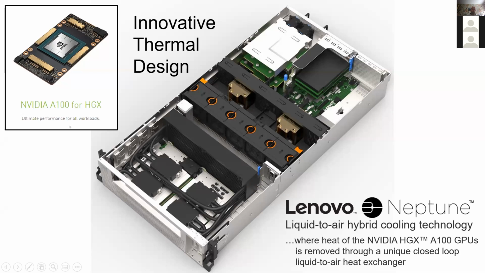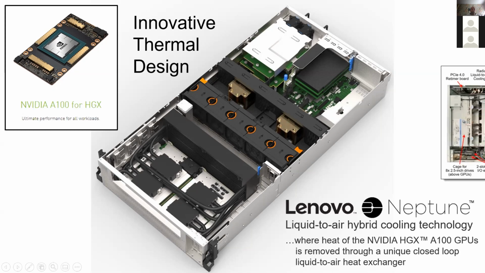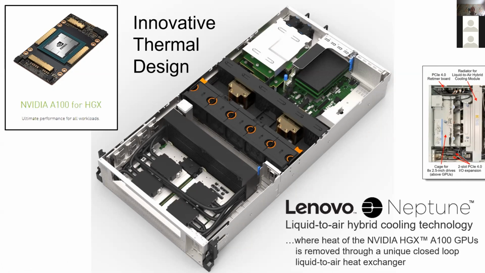We're actually able to harness the power of NVIDIA's A100 GPU in this case, which is at the top end of the range. It does generate more heat than some of the lower end ones, but we can harness that with our unique hybrid cooling technology, which we call Neptune as a branding, liquid to air. And the good thing about that is, with some of these clever techniques, we can still pack the systems densely with lots of other design points.